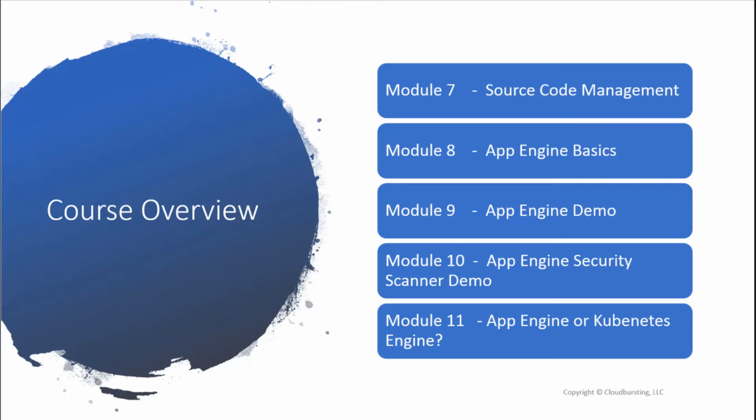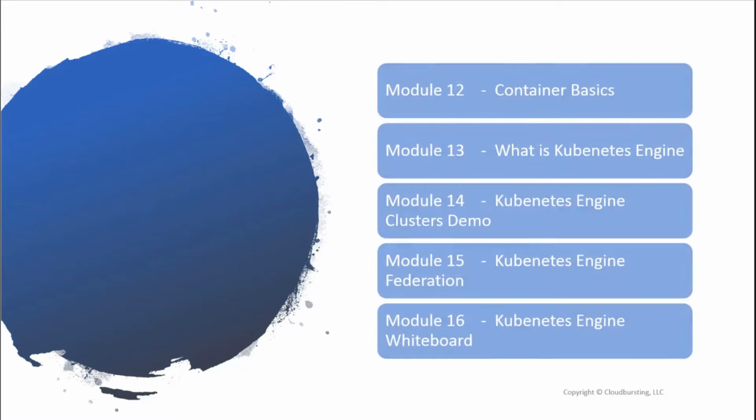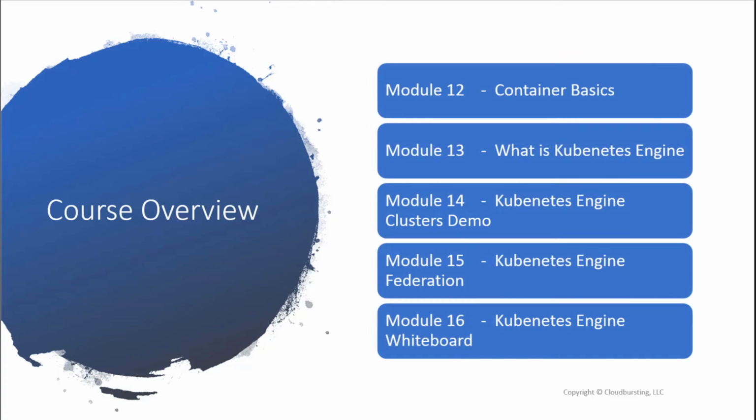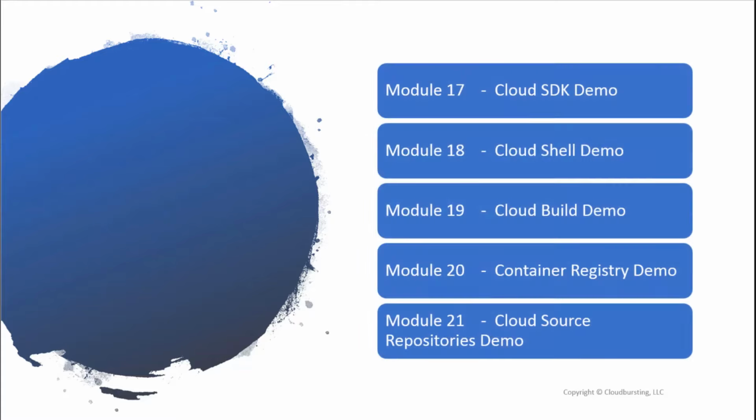And then we'll discuss what to use. Should we use App Engine or Kubernetes Engine? Again, the right decision for the right solution. We'll talk about what exactly a container is, and then we'll talk about what Kube Engine is as well. And then we'll go ahead and go through some demos on Kube Engine, and then talk about Federation, and then we'll do a whiteboard on Kube and how it all works together.